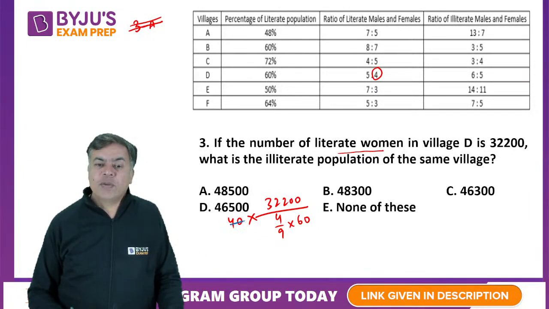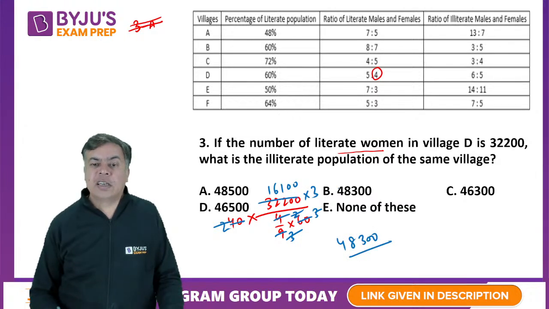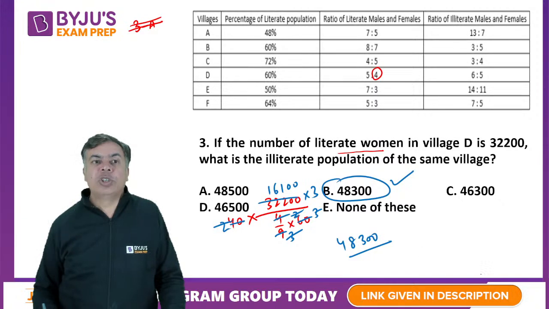So it is 40, 2, 3, 3 into 3. So this 3 will come up, and 2 into 2. So 2 into 16100 into 3. So 48,300 should be the correct answer. So option B should be the correct answer.